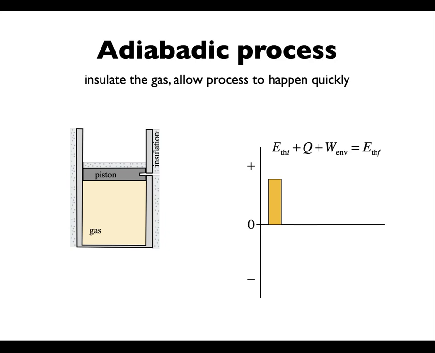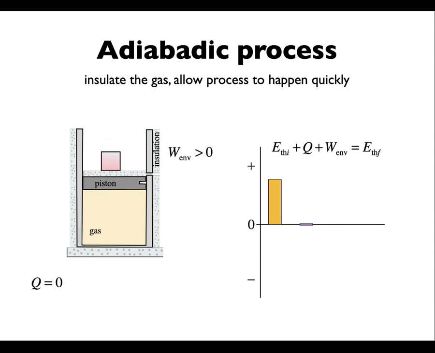Okay. Last but not least, we have an adiabatic process. So we insulate the gas completely and allow the process to happen quickly. That means the change in heat has to be 0 by definition. Let's say we add a mass here, so that changes our work. The work is done by the environment. There's forces coming from outside pushing down on the gas and compressing it. Since we start with a particular temperature, we should end up with a larger temperature. As the work done by the environment is positive and the heat is 0, we're going to end up with a larger ending temperature. So the change in thermal energy has to be equal to the work done by the environment.